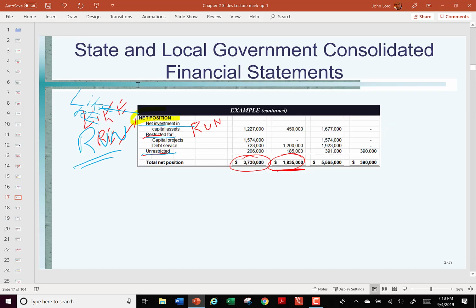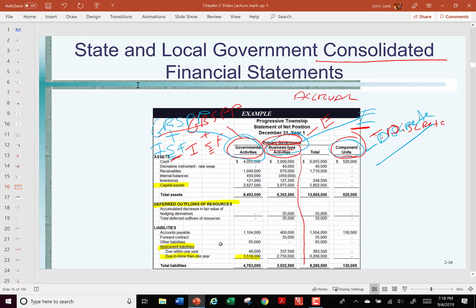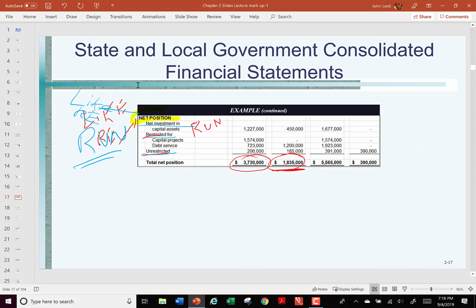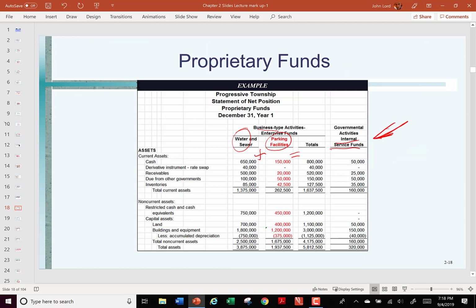We're dealing with two levels here, guys. Don't get confused. This is the government-wide statement, isn't it? Statement of net position. And all I did was remind you how we have this additional detail at the fund level, and I'm just showing you for our proprietary funds how our enterprise funds roll up into that business-type activity column, right? Two levels here that I've shown you.